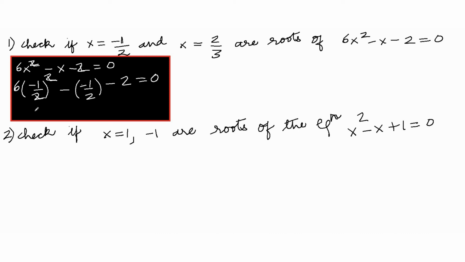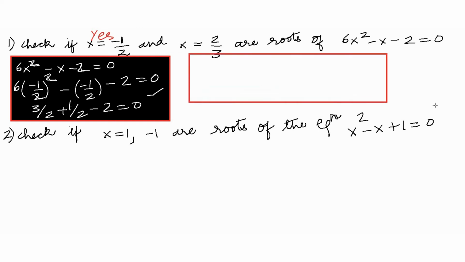So this is 6 into 1 by 4. 6 into 1 by 4 is 3 by 2. Positive half, minus 2 equal to 0. 3 by 2 plus 1 by 2 is 4 by 2, which is 2, minus 2 is 0, which means that this equation is true. So I can definitely say that x equals minus half does satisfy the given quadratic equation. So yes, it is a root of the given quadratic equation.